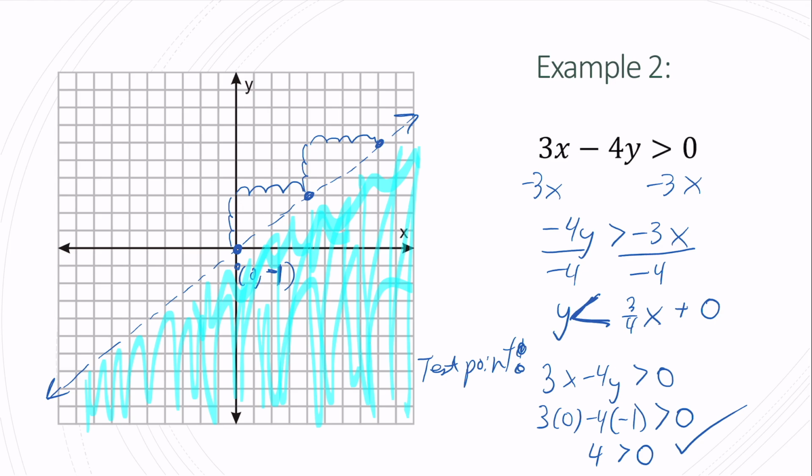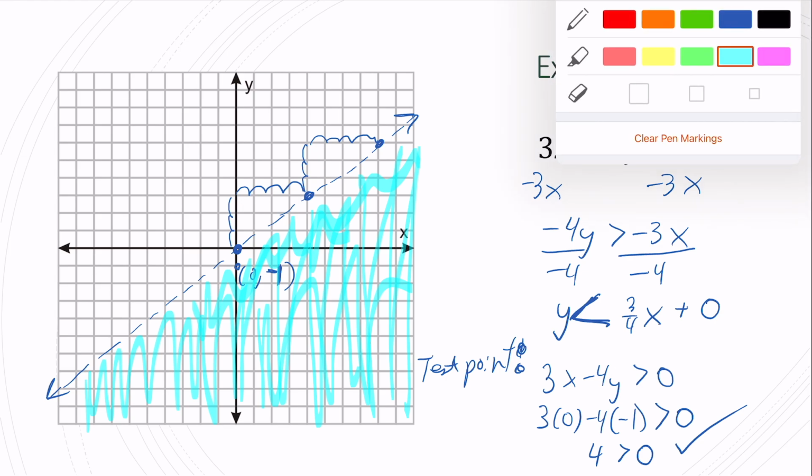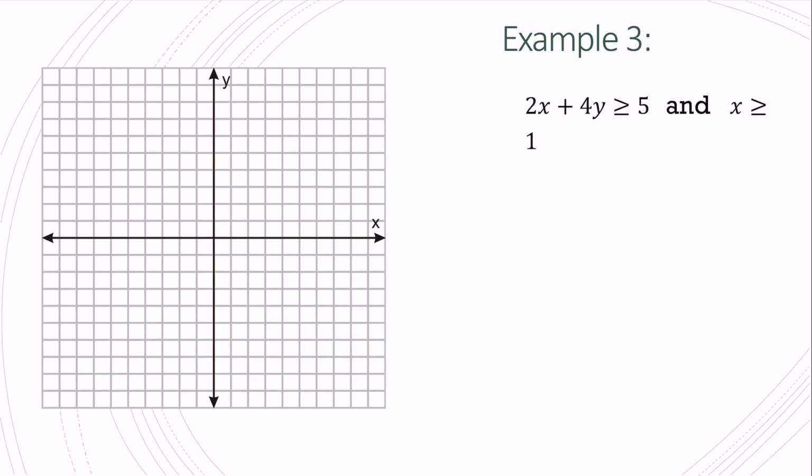For our last example, we're going to see a compound inequality in two variables. I have 2x plus 4y is greater than or equal to 5, and x is less than or equal to 1. And means intersection. So I'm looking for where these two graphs are going to overlap.